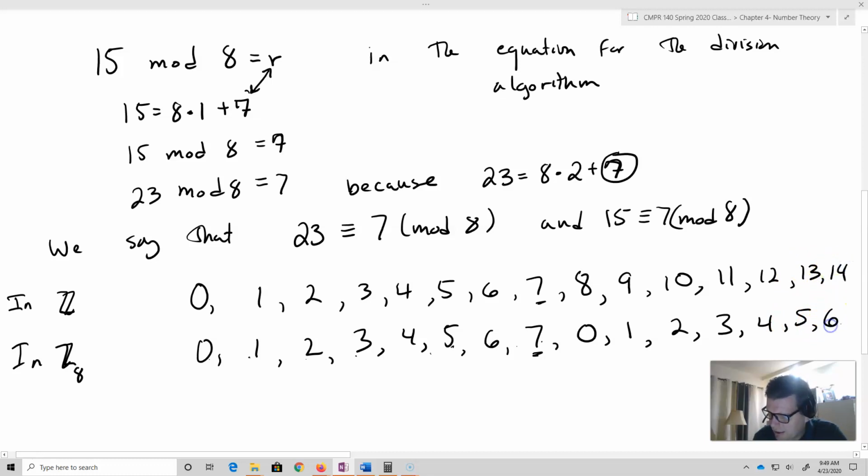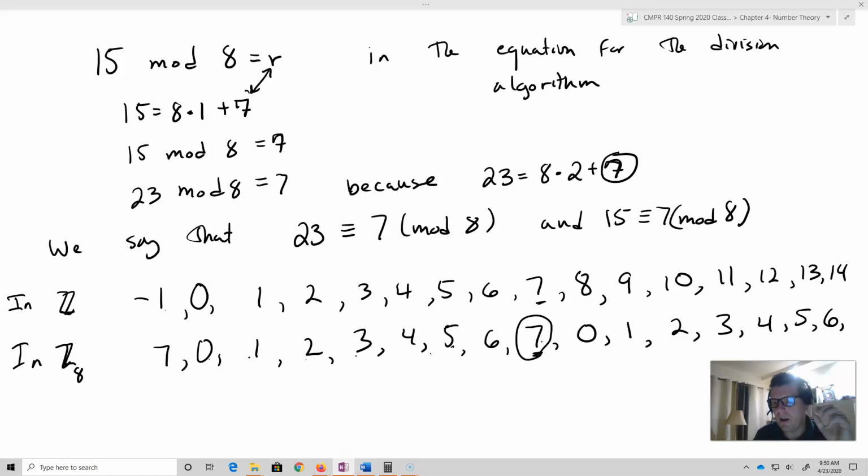14 is 6. And then 15, we could see, is going to be 7. Or we go backwards: negative 1 is actually going to be 7 too. So basically, if I start at 7 and I subtract 8, I'm going to get back to another value that is equivalent to 7. So they're all going to end up being equivalent to 7.